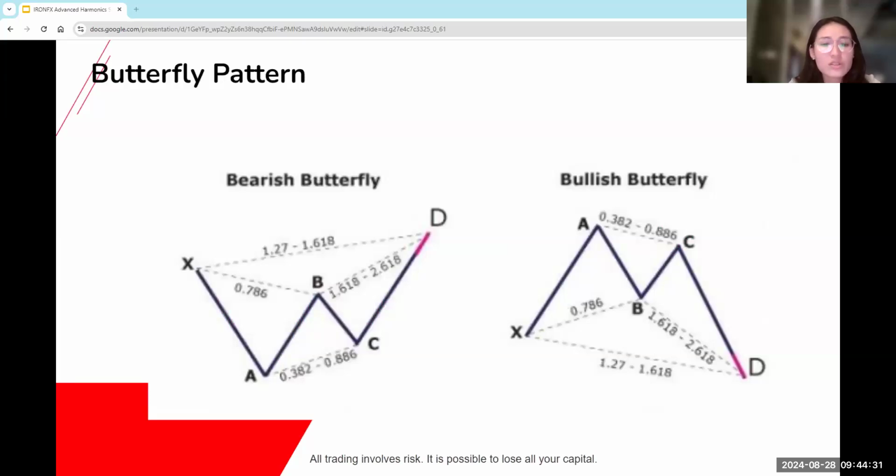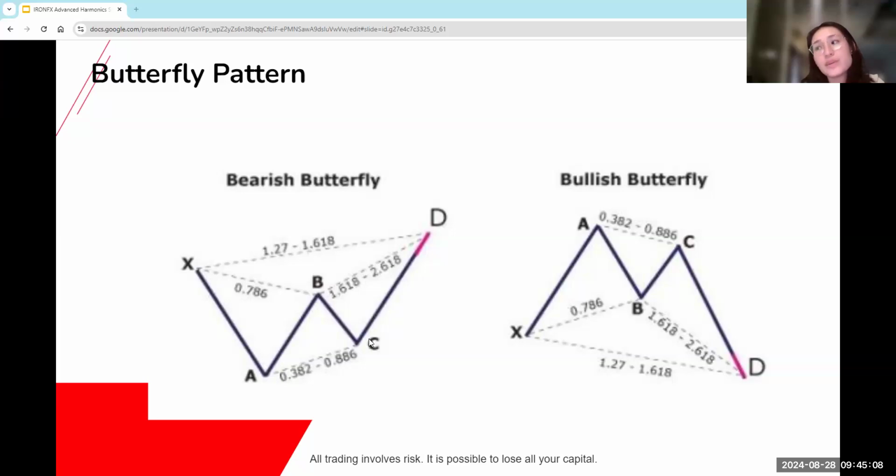So next, we're going to look at the butterfly pattern. The butterfly pattern also uses that M or W shape, but it's different from Gartley and Bat in that it extends beyond the starting point of your pattern, which is your point X. So for the Fibonacci relationship, again, we're looking at AB retracing 78.6% of your initial price movement, so XA.